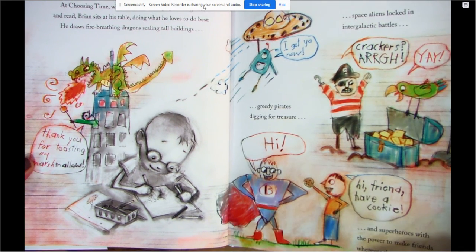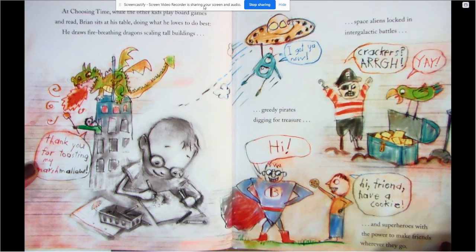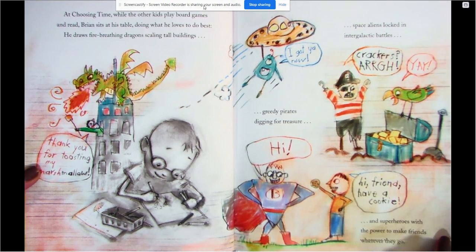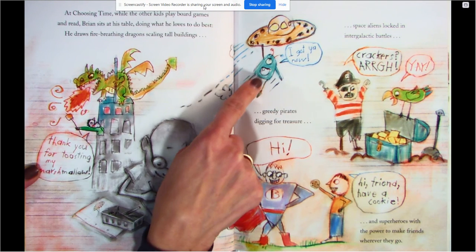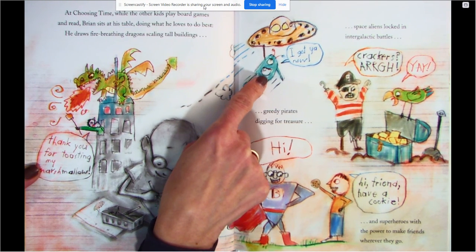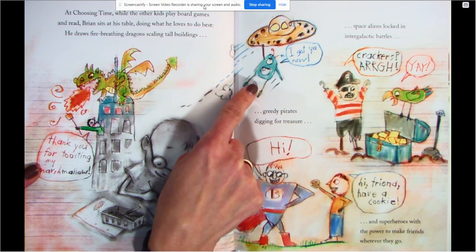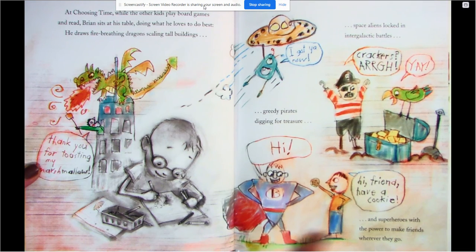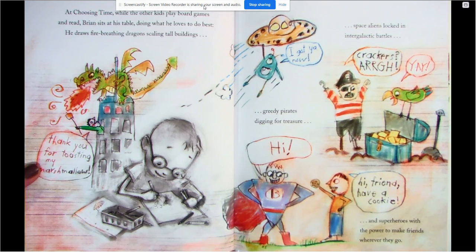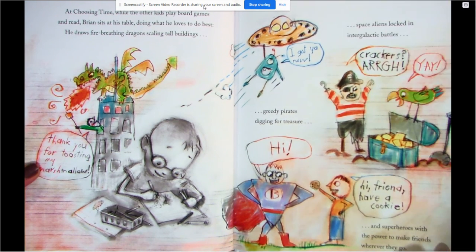I think Brian's drawing happy things, pleasant things. This dragon seems to be helping kind of as a hero. He's being saved, right, by the spaceship. The parrot's very happy. And of course, being a friend is a really good thing.